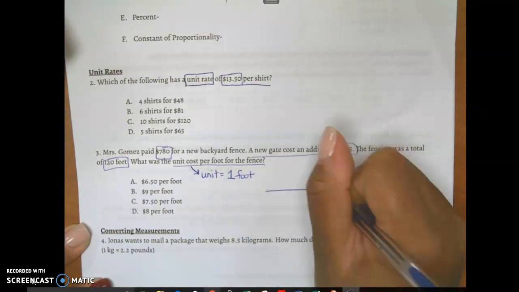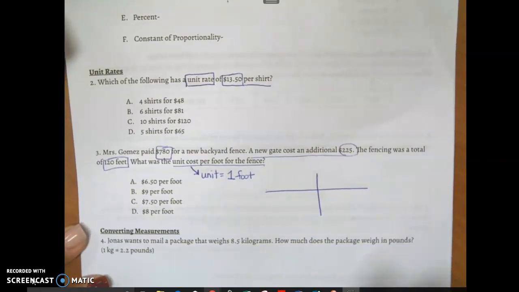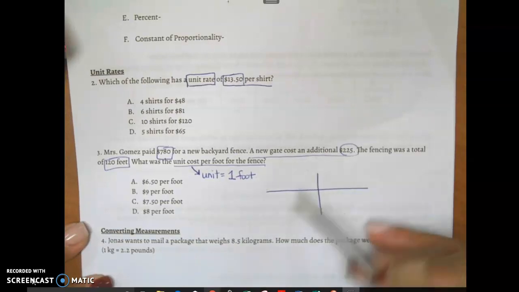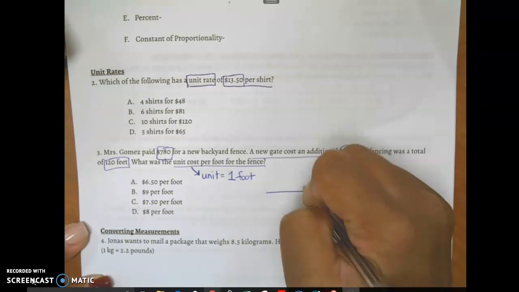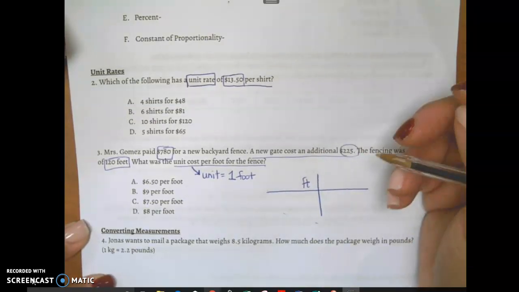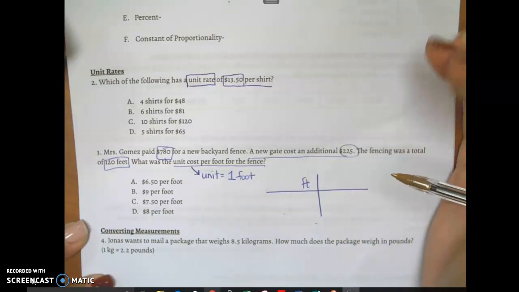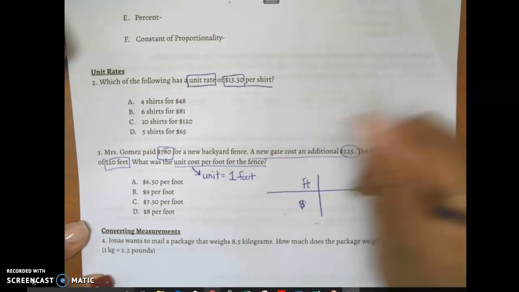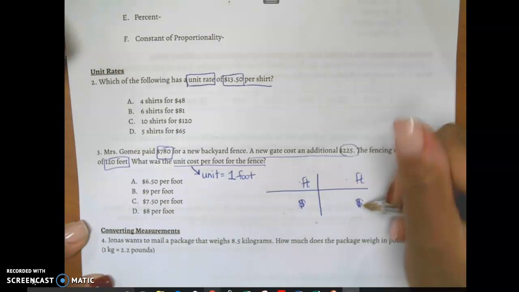120 feet. So, I need to make a proportion. Where does the 120 go? Oh, before I even start that, what are the things that need to go in here? The units. Feet and? What is the other unit? Cost. The dollars. Dollars should go on top, but it doesn't matter. So feet and feet, dollars and dollars.